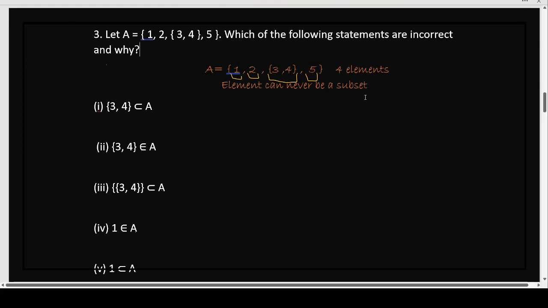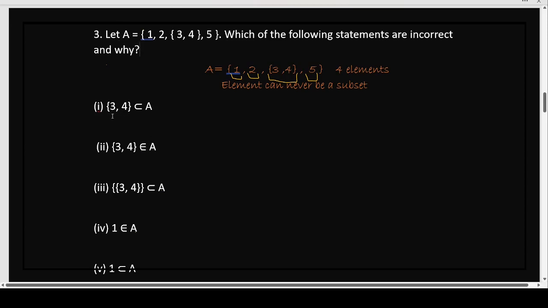And elements can never be a subset. Remember that an element can never be a subset. 1 cannot be a subset to A. 2 cannot be a subset to A. Similarly, this set {3, 4}, residing in the set as an element, cannot be a subset of A. Similarly, 5 also cannot be a subset of A.